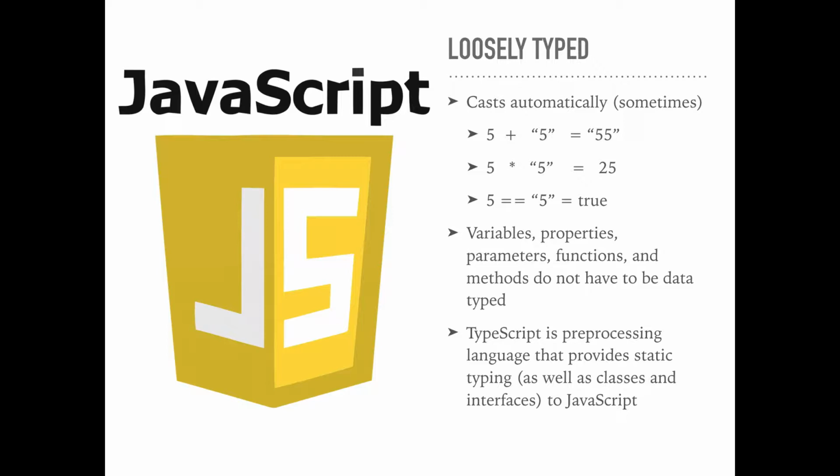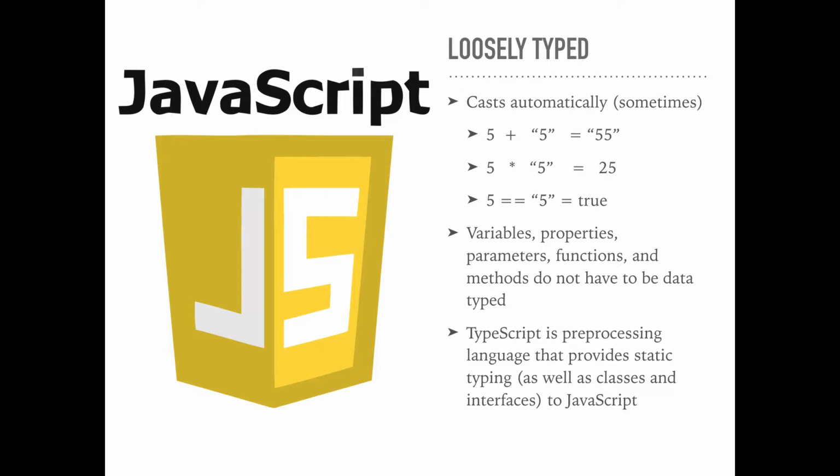It casts automatically, sometimes. If we do 5 plus string 5, we get 55. Okay, that makes sense, right? That's how it kind of works in other languages. However, if we do 5 times string 5, we get 25. So it actually casts the 5 over to an integer, and you wind up with what you expect. So you need to be cautious. Because of the automatic casting, and because it's not completely 100% predictable, you need to be cautious with the data as you're working with it.